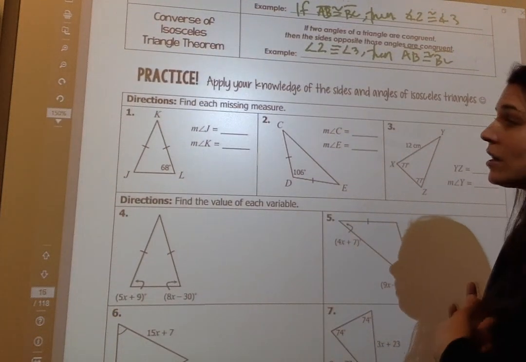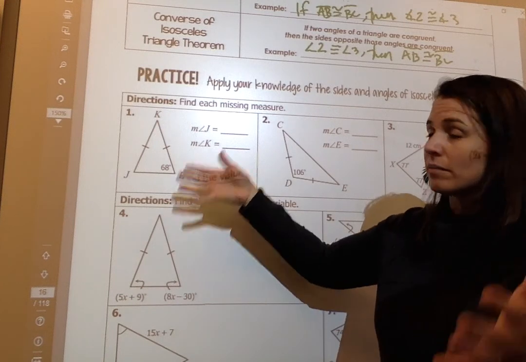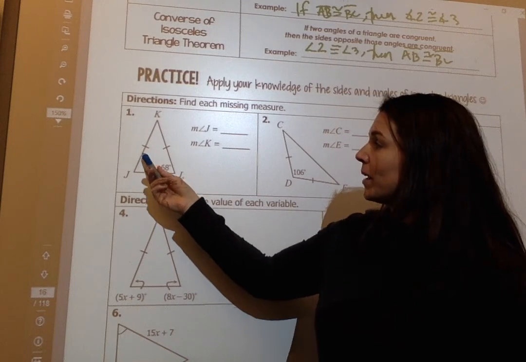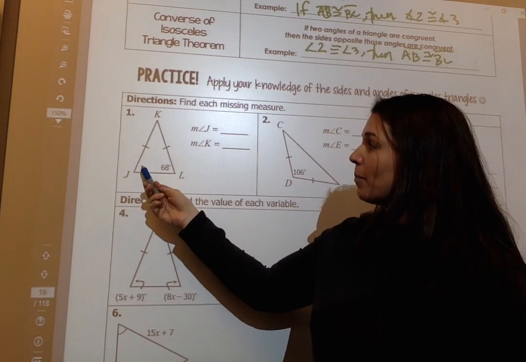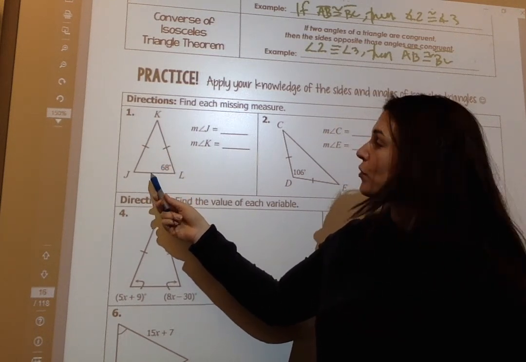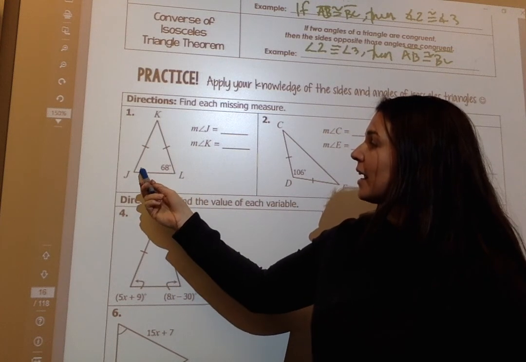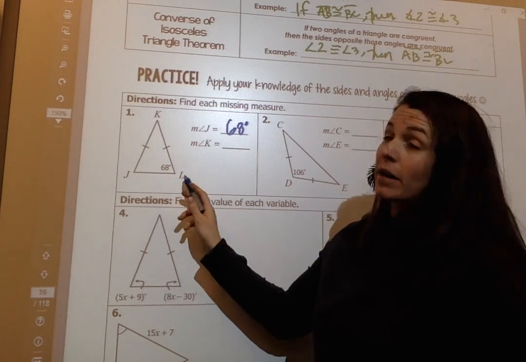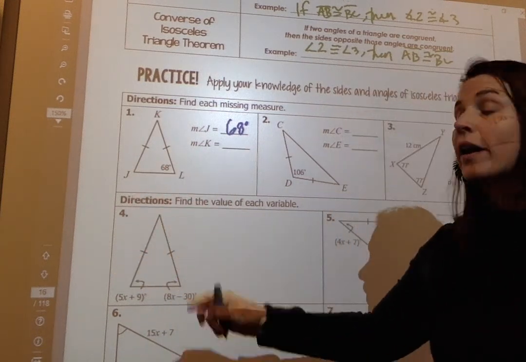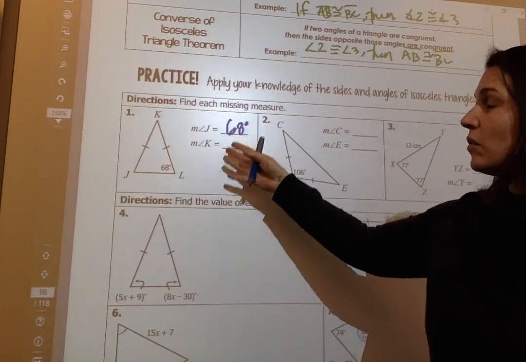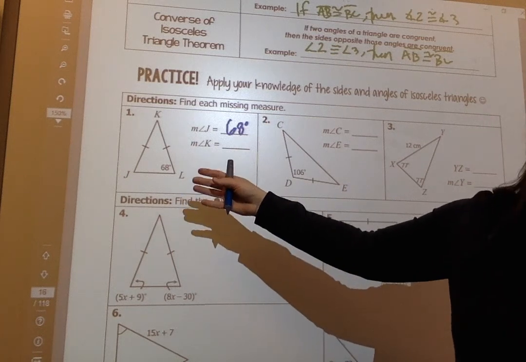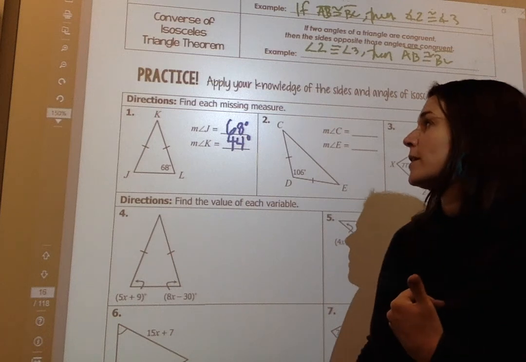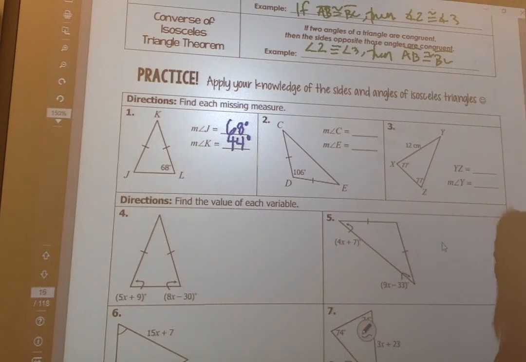Now, let's talk about how we can fill in the missing values here. I know that angle L, because these two sides are congruent, opposite angles, base angles, are also congruent. So if angle L is 68, that makes angle J 68 degrees. And what do you know about a triangle? There are 180 degrees in a triangle. So 68 and 68 is 136, and then 180 minus 136 is 44 degrees. So that's how we fill that in.